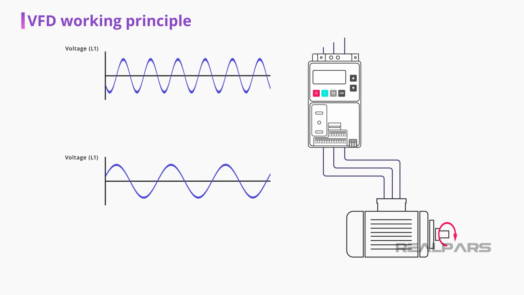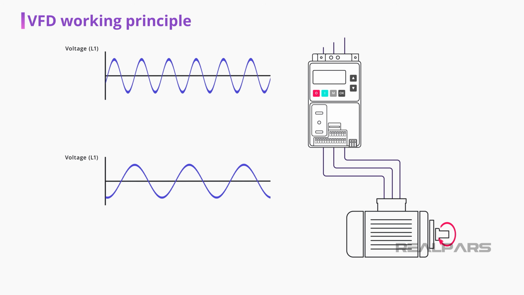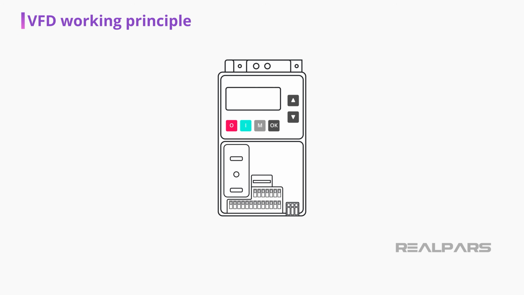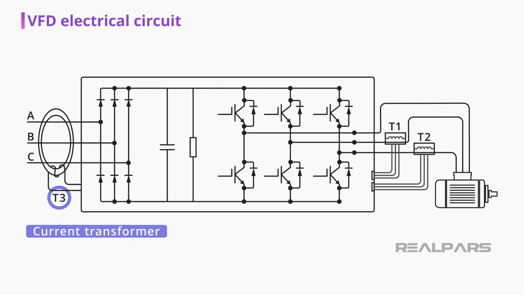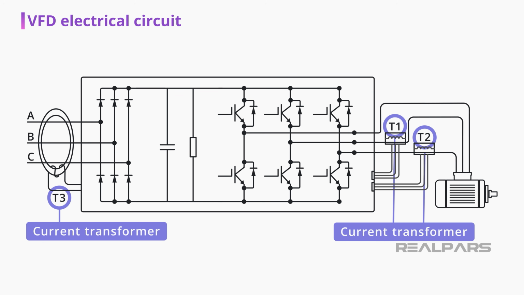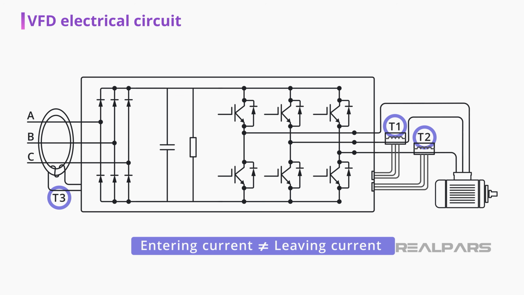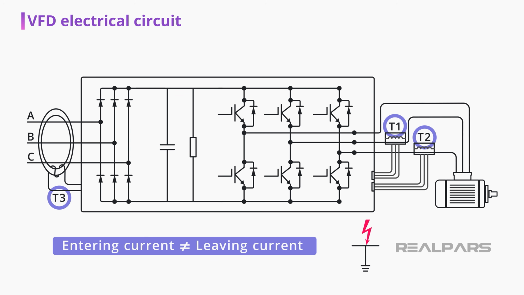Now that we know why and where variable frequency drives are used, let's dive into how a variable frequency drive works. Let's look at this VFD diagram. The first thing we find, T3, is a current transformer, which has the function of measuring the current entering our VFD, so that the VFD controls can compare the current entering and the current leaving the VFD, measured by the two current transformers indicated by T1 and T2. If the current measured is different, the VFD will disarm due to what we call a ground fault.